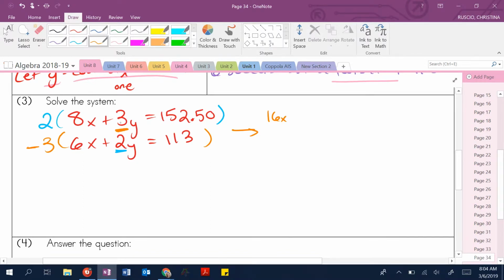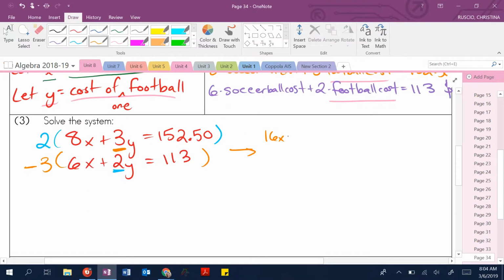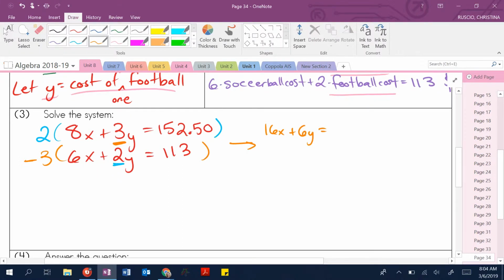2 times 3y is going to be 6y. And 2 times 152.5 is going to equal 305. So now that we have the first one done, we can look at the second equation.